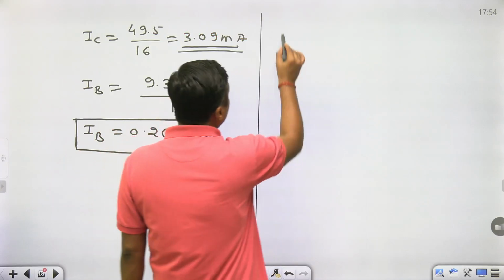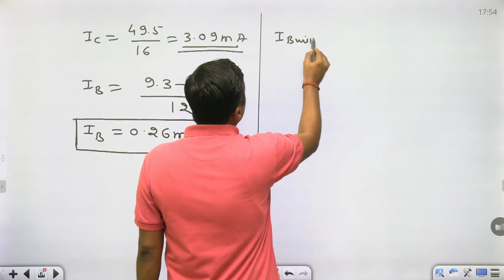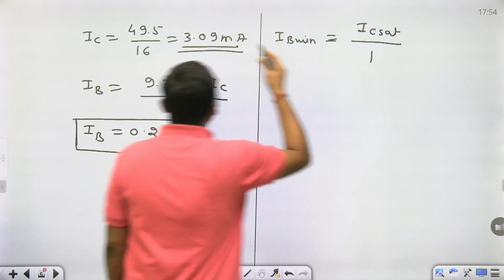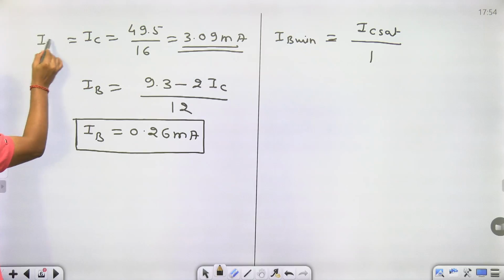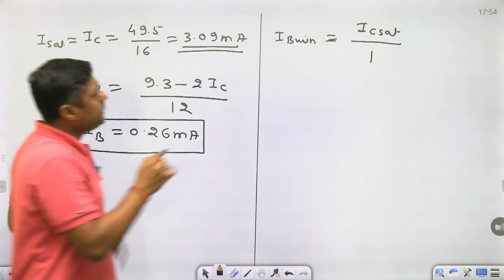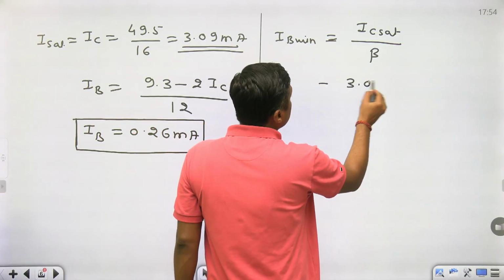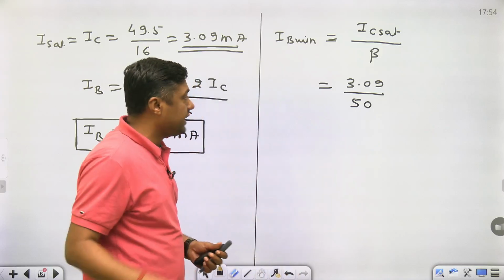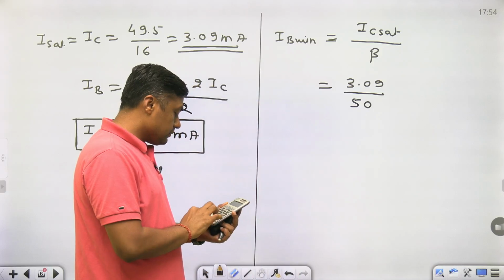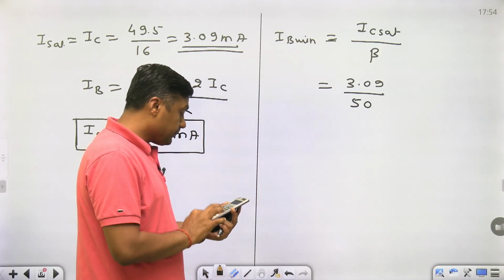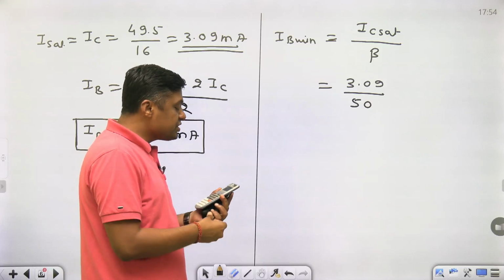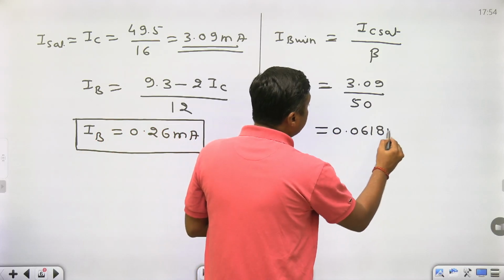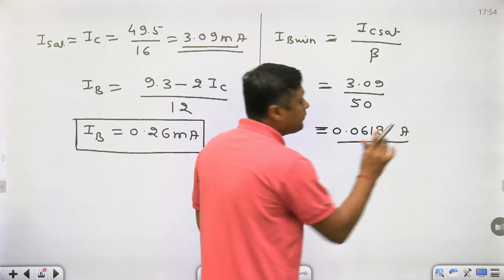In previous session I have given what is the IB minimum? The value of IC set divided by beta. So already we have found this is nothing but IC set because transistor is in saturation. So 3.09 divided by 50, that will give you the minimum value of the base current. What is the 3.09 divided by 50? You will get 0.0618. 0.0618 milliampere minimum base current required for the saturation.